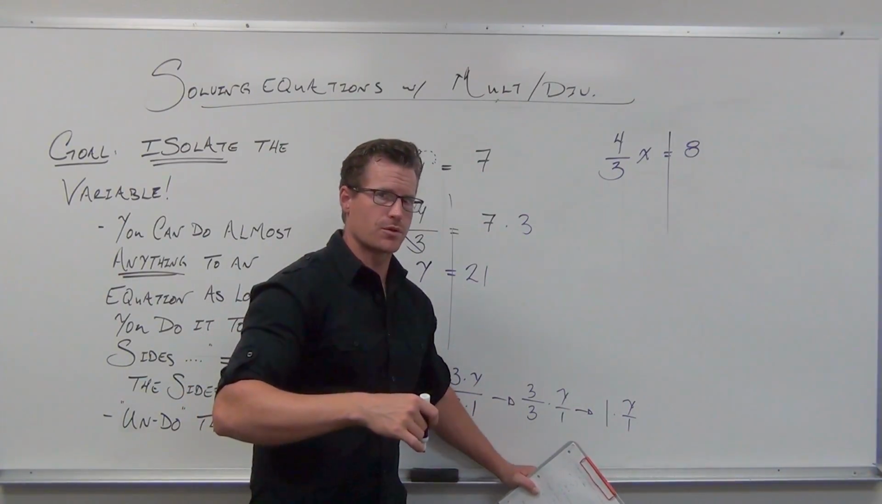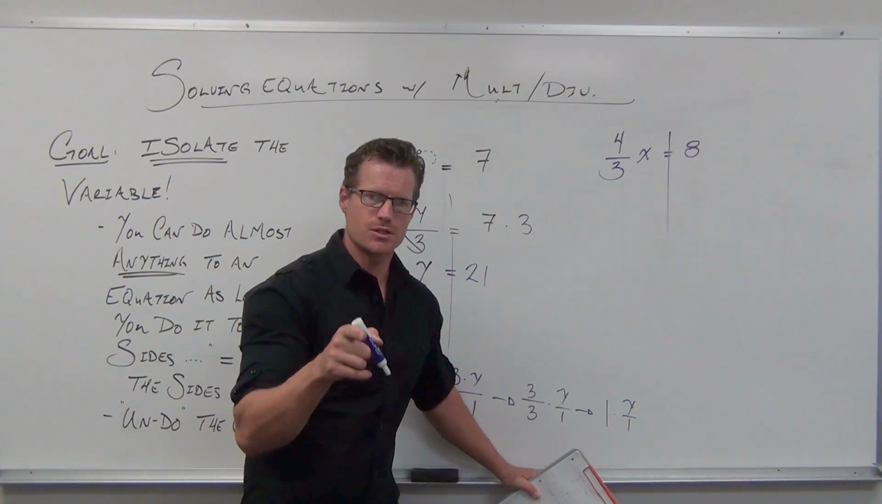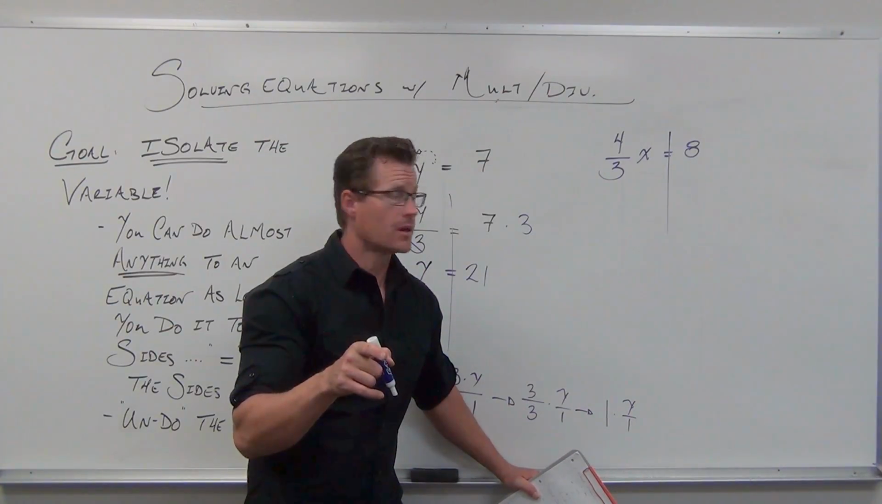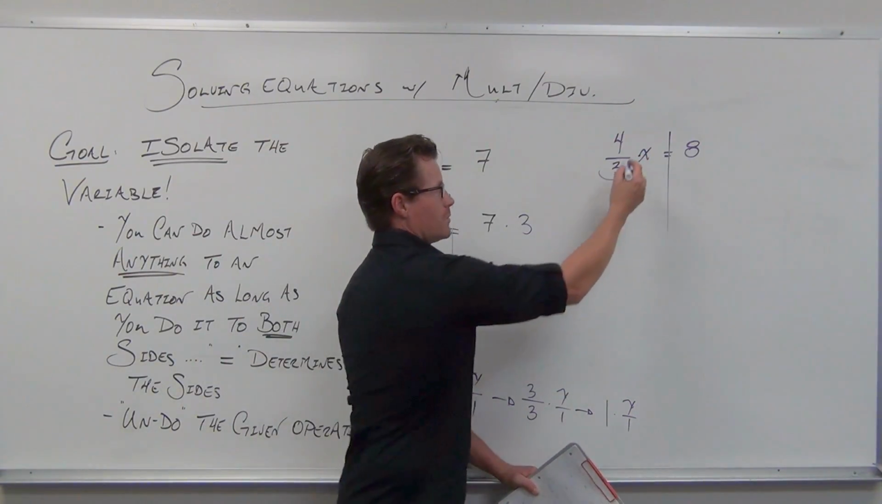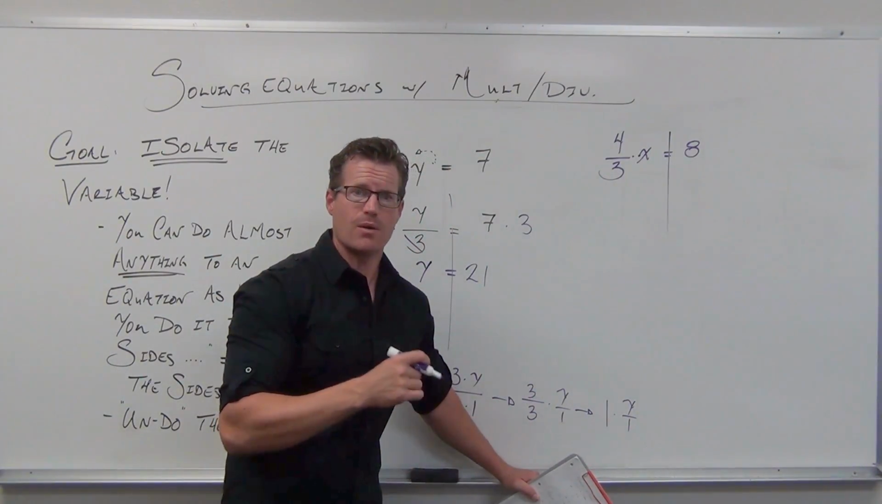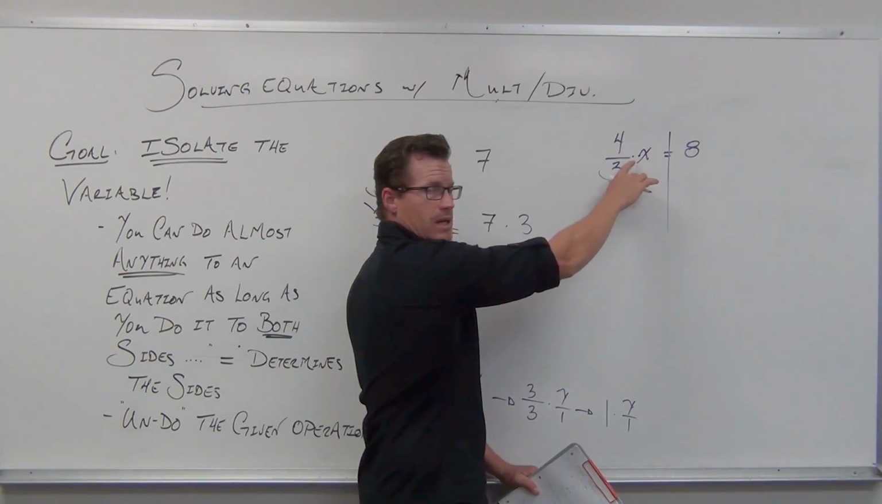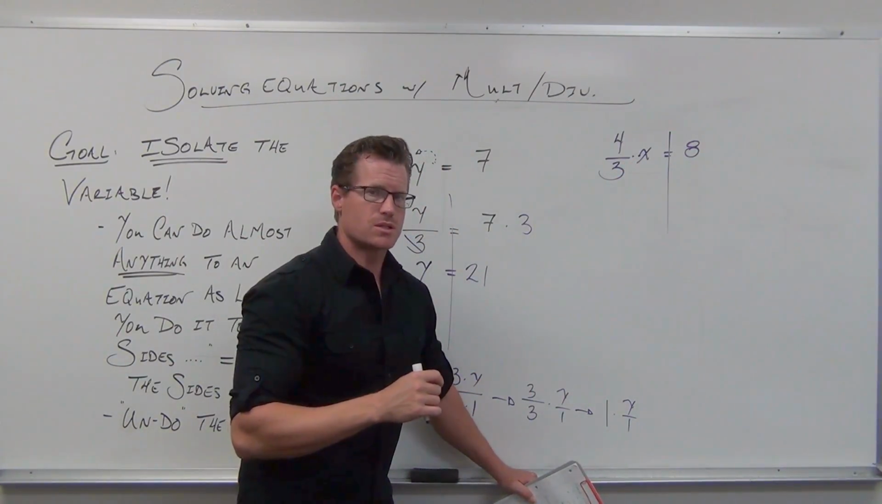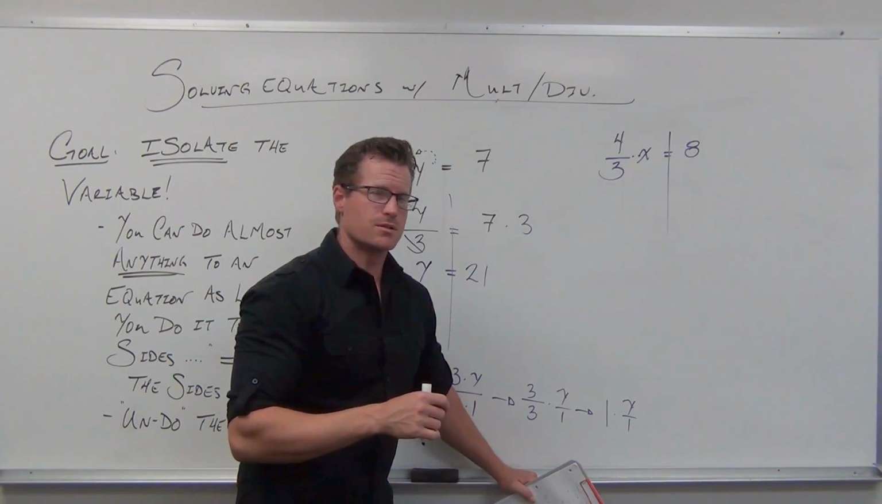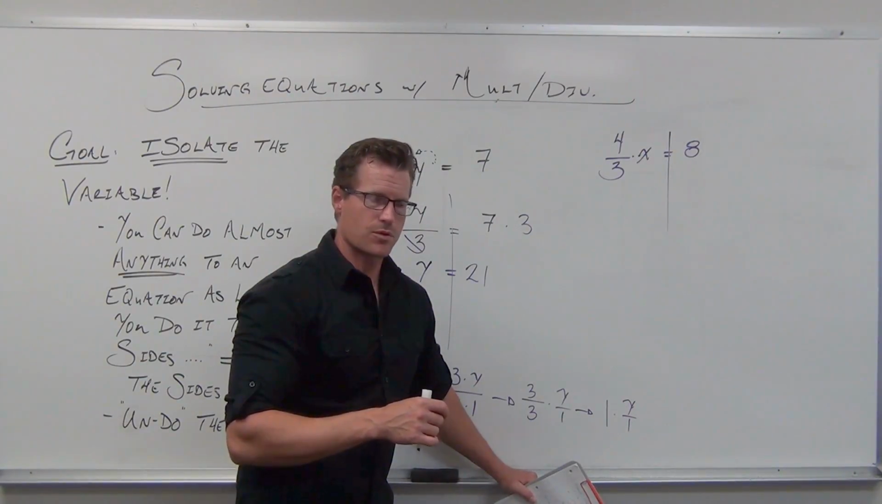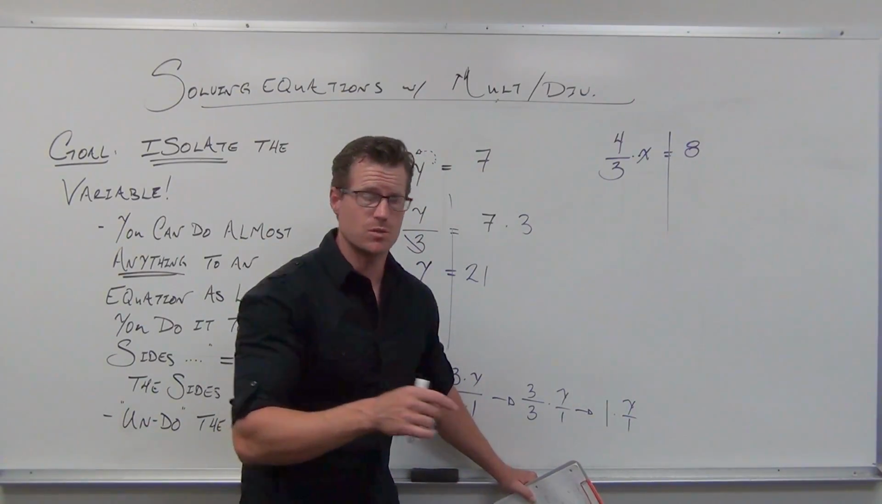Right now I have 4/3. What's there? Addition, subtraction, multiplication, division? Right now we have multiplication. So we want to get rid of this multiplication. There are 2 ways to look at it. We can either divide both sides by 4/3. You're going to have to deal with fractions, but you can do it.